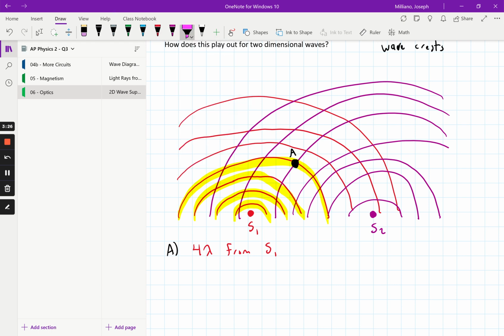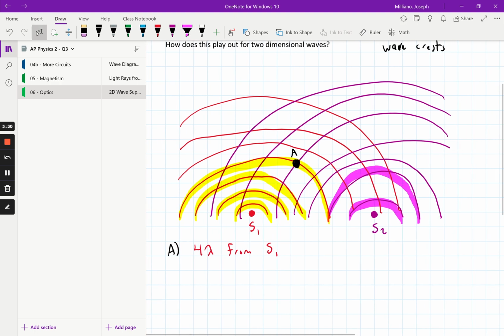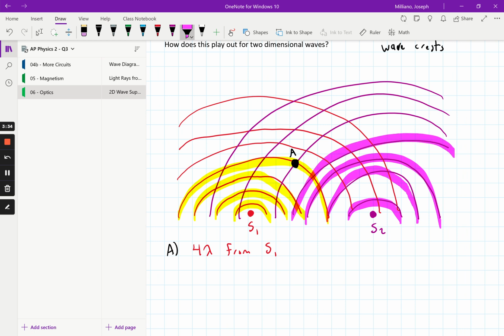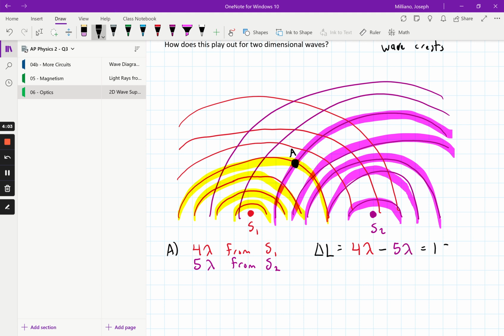Now, let's look at source 2. It is 1, 2, 3, 4, 5 wavelengths from S2. What is the path difference for this wave? That path difference is delta L equals 4 lambda from source 1 minus 5 lambda from source 2, or overall 1 lambda. 1 is an integer, and therefore we have constructive interference at point A. My water wave would have a very high amplitude there. If this were a light wave, it would appear very bright.